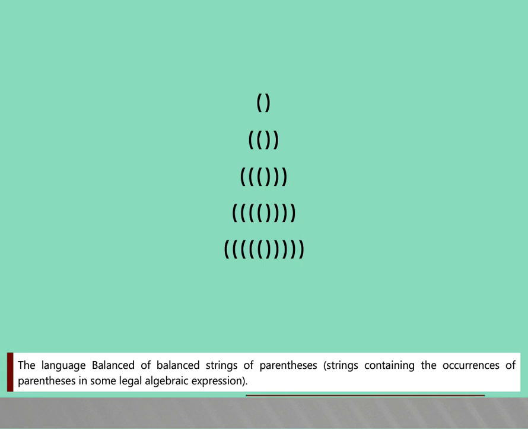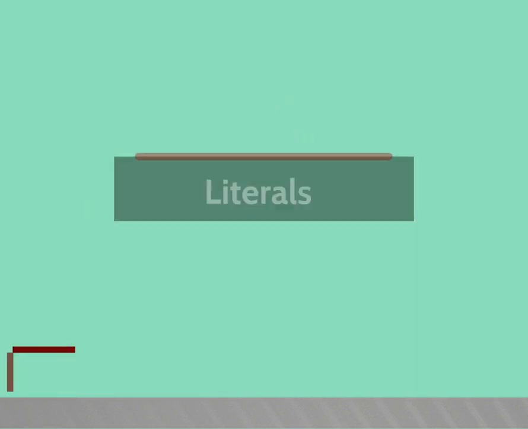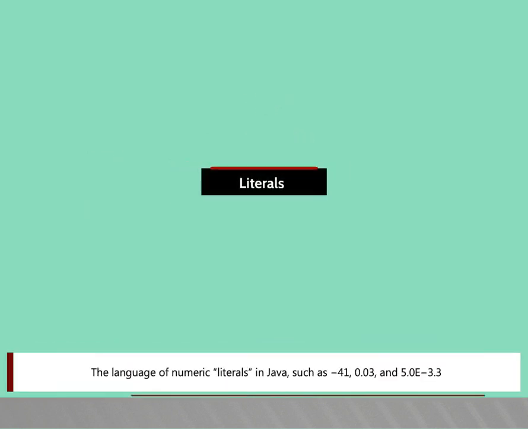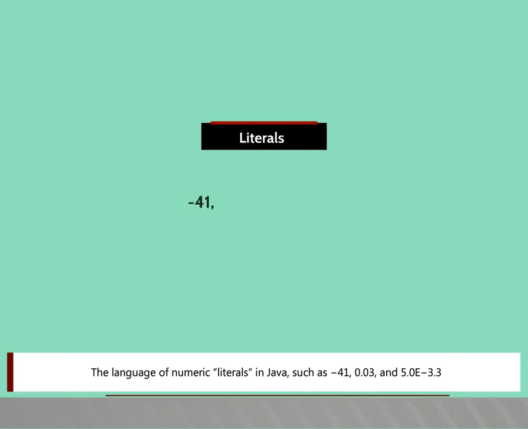The language of balanced strings of parentheses, that is, strings containing the occurrences of parentheses in some legal algebraic expression. Some elements are A. The language of numeric literals in Java, such as -41, 0.03 and 5.0e-3.